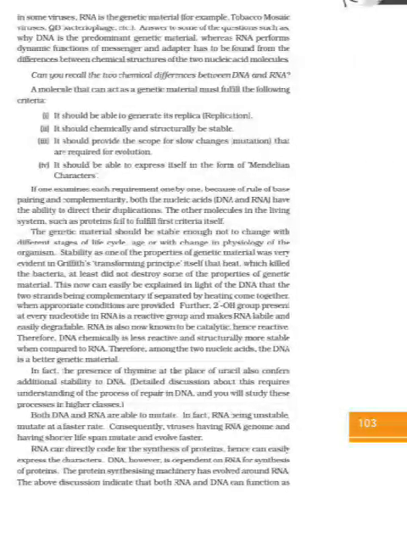A molecule that can act as genetic material must fulfill the following criteria. First, it should be able to generate its replication. Second, it should chemically and structurally be stable. Third, it should provide the scope for slow changes, mutations, that are required for evolution. Fourth, it should be able to express itself in the form of Mendelian characters.